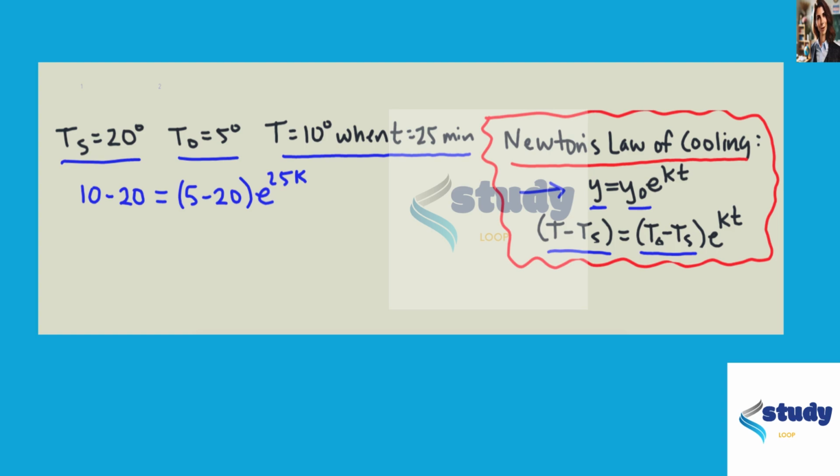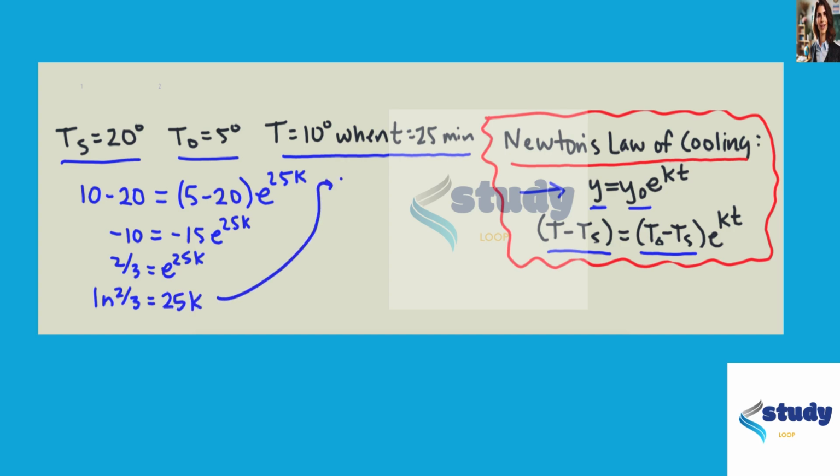So let's simplify it. We have negative 10 equals negative 15 times e to the 25k. Divide both sides by negative 15, and we have 2/3 equals e to the 25k. Then we can take the natural log of both sides, and we have natural log of 2/3 equals 25k. And we divide both sides by 25, and we get our value of k, natural log 2/3 over 25.